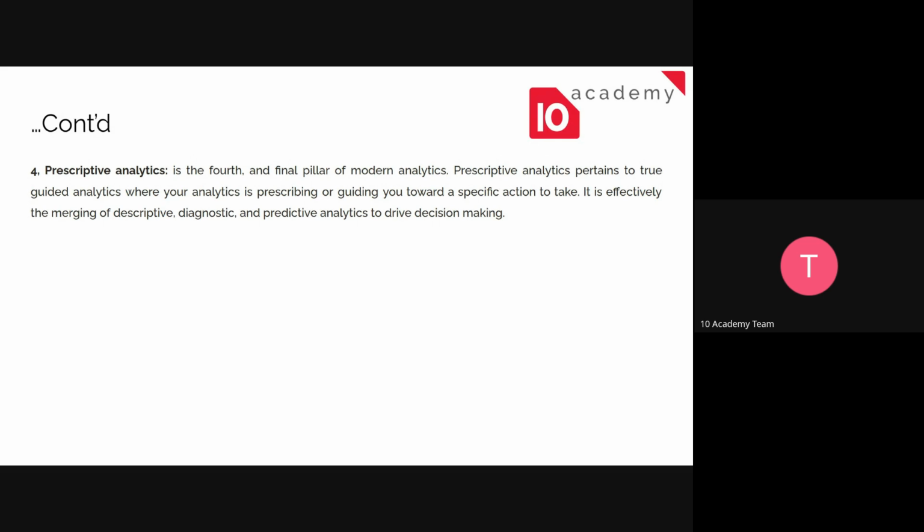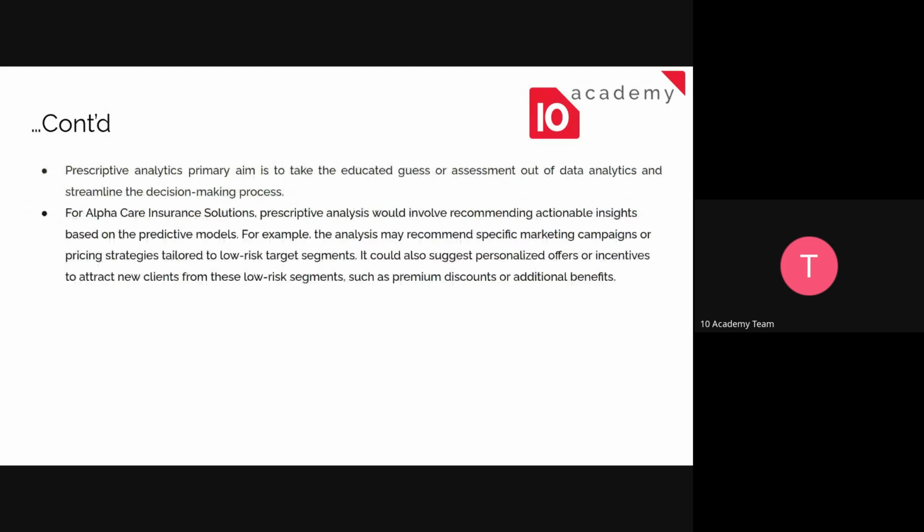So it is the collaborative recommendation of you, who made the data analysis and who has seen all of the risks and good sides, and the owners who are the decision making board. The aim is to take the educated guess or assessment out of data analytics and streamline the decision making process. For this specific insurance solution, it would involve recommending actionable insights based on the predictive models.